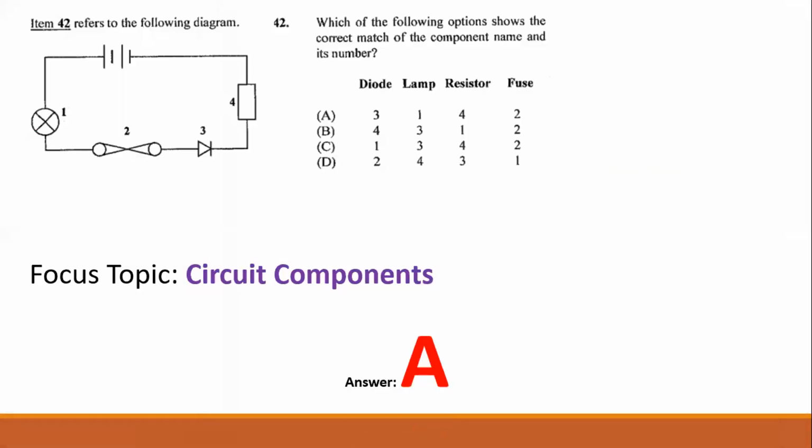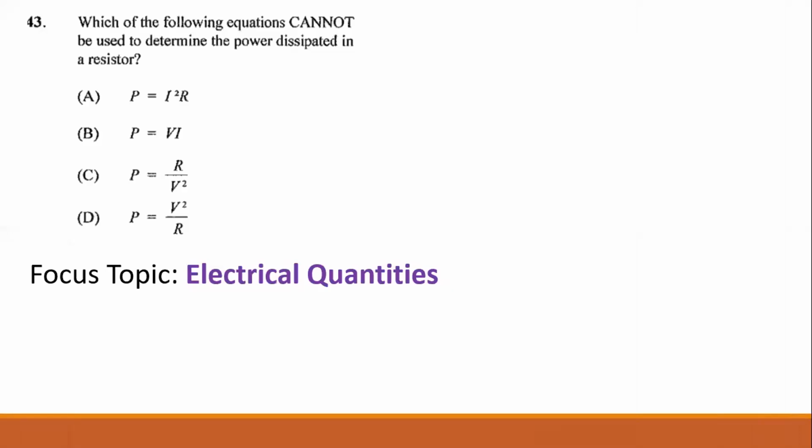Number 42, all right, we have a diagram here, and we're asked to match the component names with the numbers. For this one, you only need to know which component is correctly matched for one of them. So for instance, if you identify that this is a lamp, it's number 1. So it means that option A must be the answer.